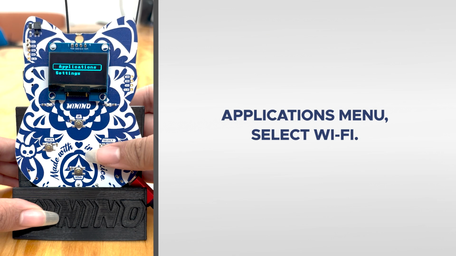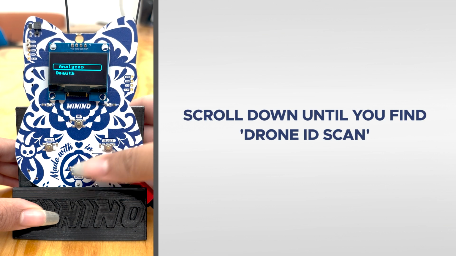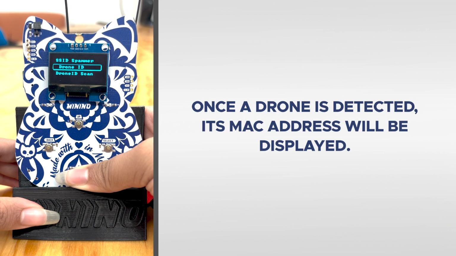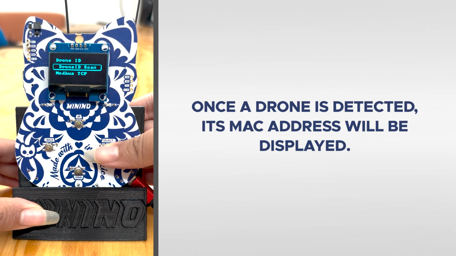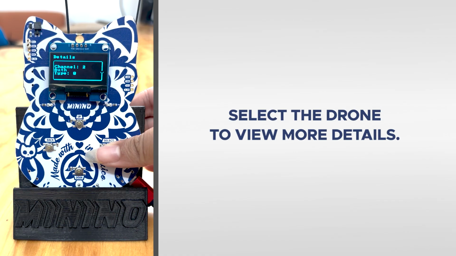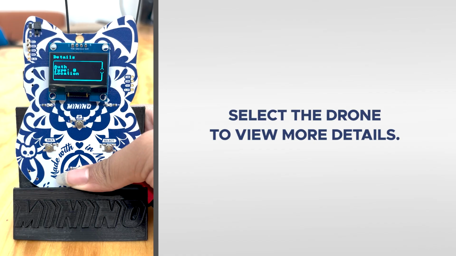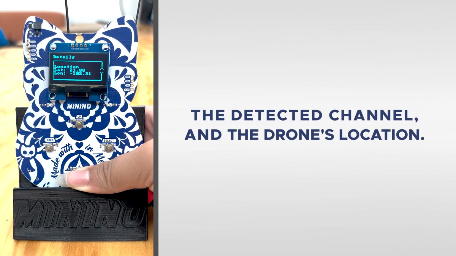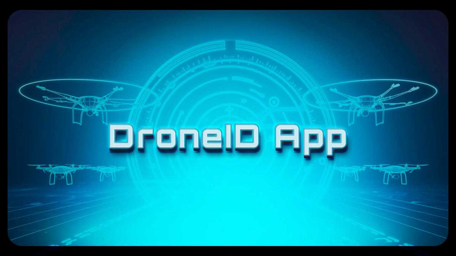In the Locations menu, select Wi-Fi. Scroll down until you find Drone ID Scan. Once the drone is detected, its MAC address will be displayed. Select the drone to view more details. You will see information such as the authentication type, if available, the detected channel, and the drone's location.